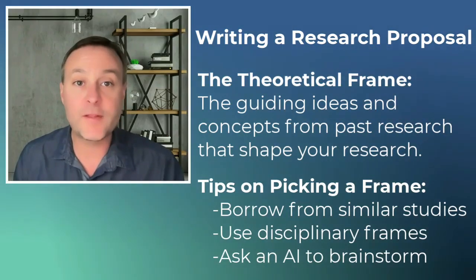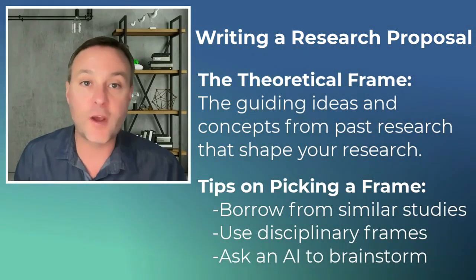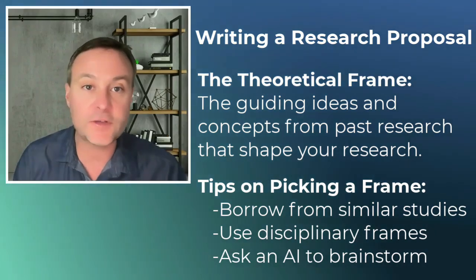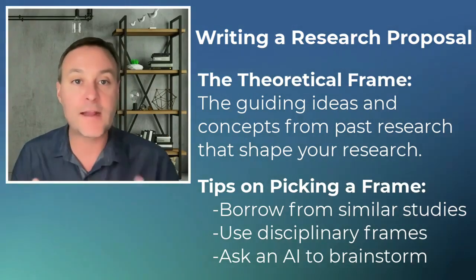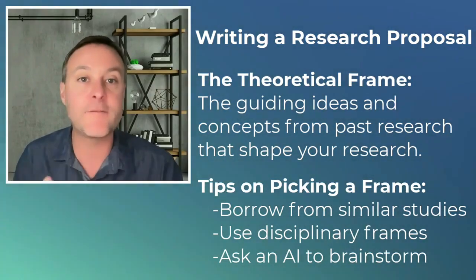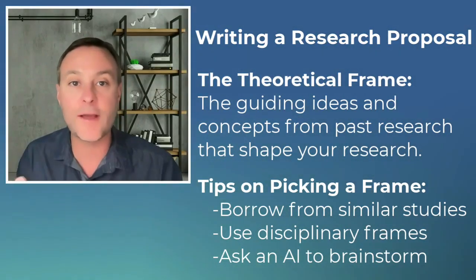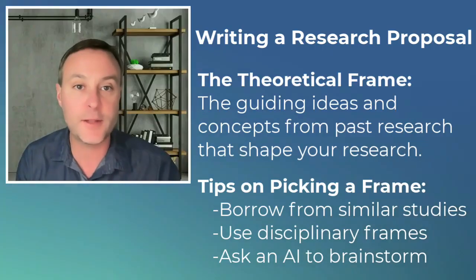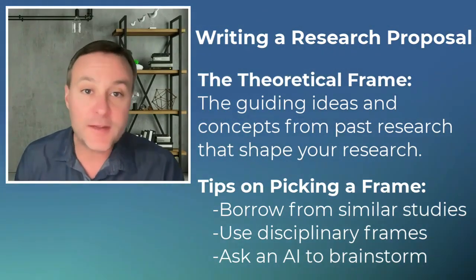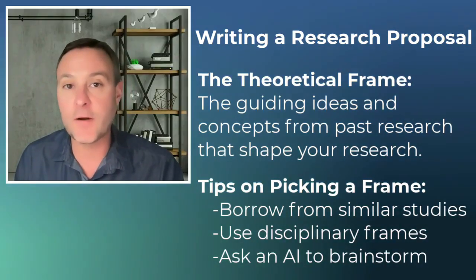But also consider discipline-specific theories. If you're a sociologist, something like social capital theory, or if you're a psychologist, cognitive dissonance theory, these ideas of how people behave. But different disciplines tend to have theoretical frames that are more or less common or popular in each discipline. And of course, use tools like Google Scholar or ChatGPT to help you find relevant theories.